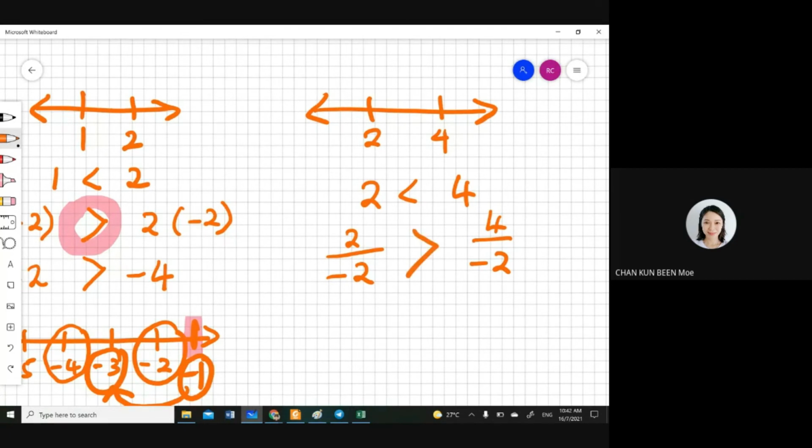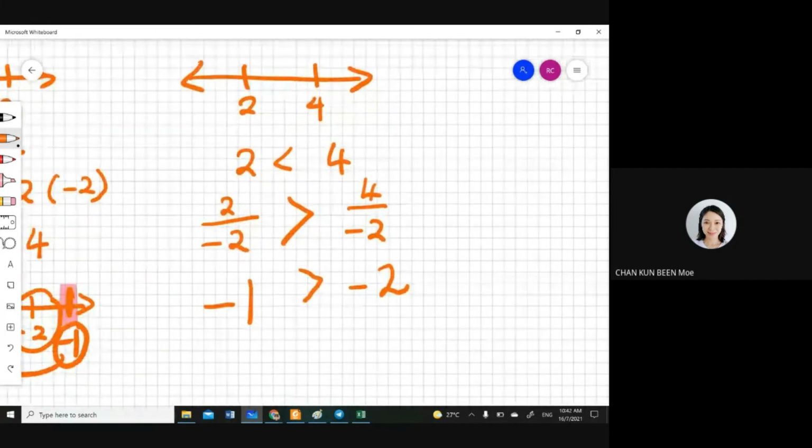You just remember, whenever you multiply or divide by a negative number, directly you change the symbol the other way around. If it is less than, it becomes greater. If it is greater, it becomes less than. Okay, so then you get the answer for the first one here. 2 divided by negative 2 is negative 1. 4 divided by negative 2 is negative 2. So copy down the symbol.